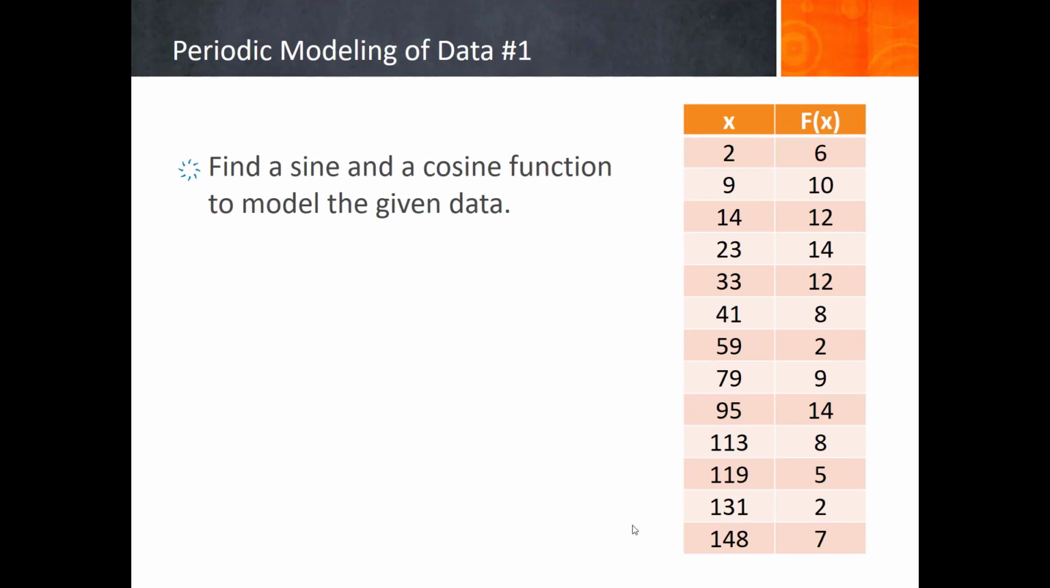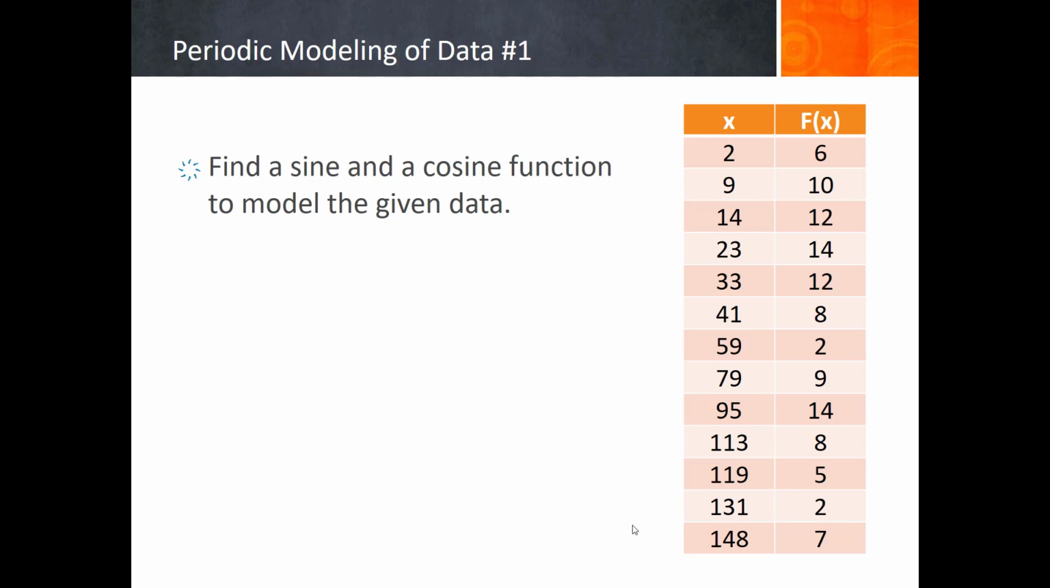So let's look at an example where we're actually modeling data. What we mean by data is what you see here. It's just a table of values. We have an x column that ranges from 2 all the way up to 148, and then we have corresponding function values, or y coordinates. And if you notice, they start at 6, and then they slowly work up to 14, back down to 2, back up to 14, back down to 2, and then the table ends at 7.